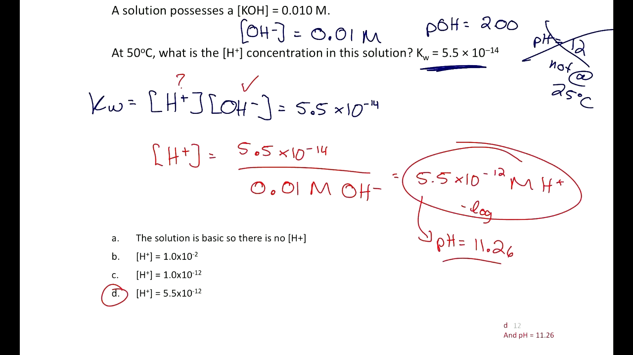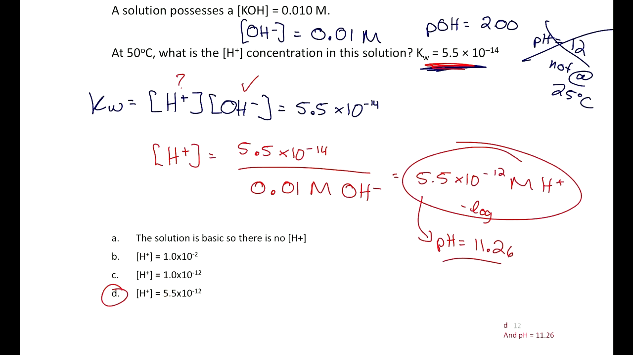A KW of 1 times 10 to the negative 14 is only at 25 degrees Celsius. That's only when pH plus pOH equals 14. That's the only time that works. So at 50 degrees, we have to use this other KW value, but just recognize that that KW value represents this equilibrium expression. So we're given one, just calculate the other using this KW value.